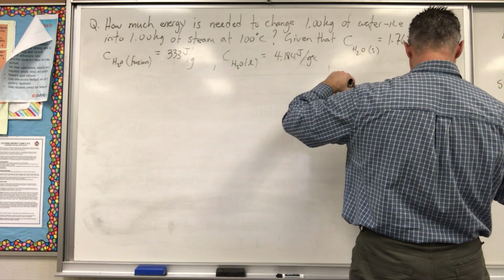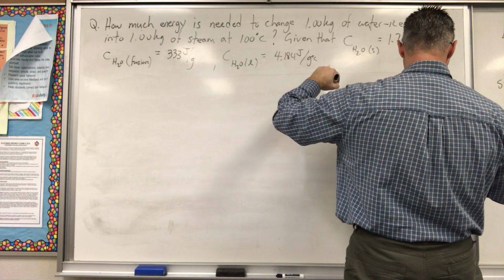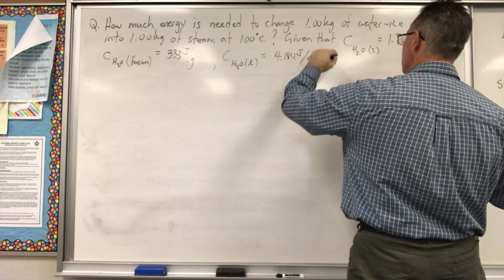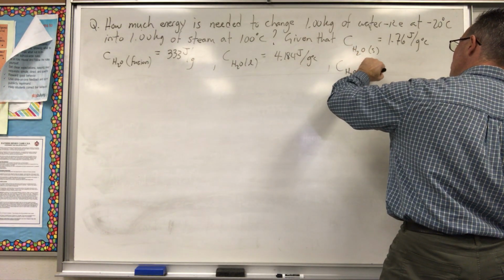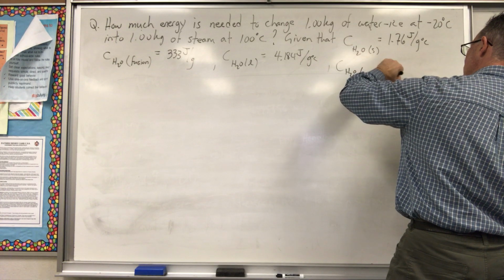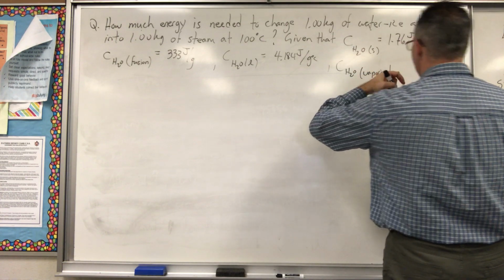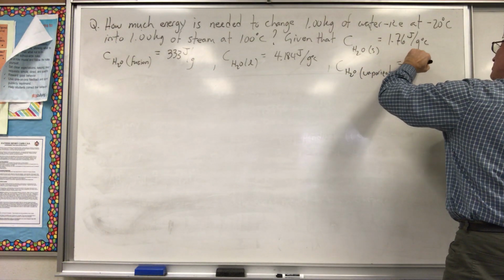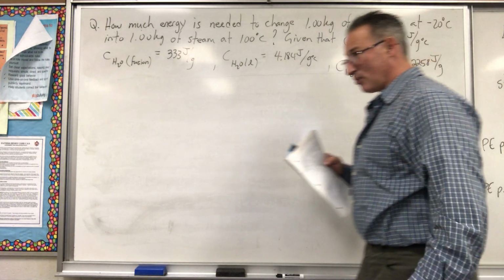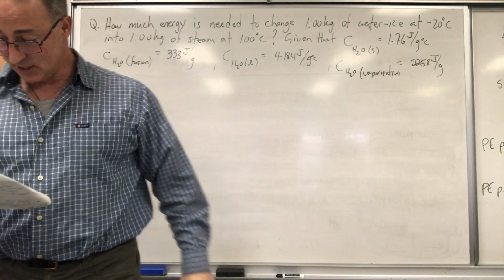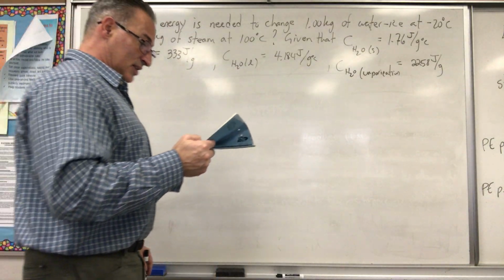One more thing we need is the specific heat of vaporization for water. And get this, this is the one that has the most amount of energy necessary. So to turn a gram of water into steam takes 2,258 joules of energy per gram. So it takes a lot of energy to make steam. So let's do the calculation.